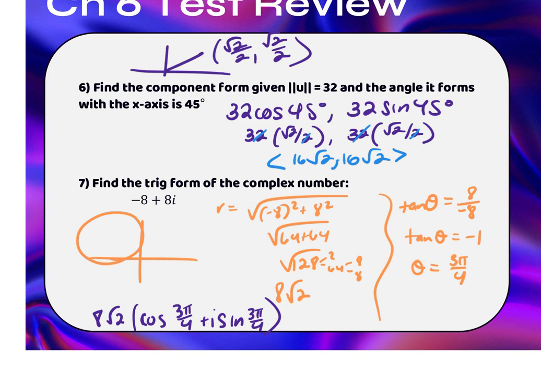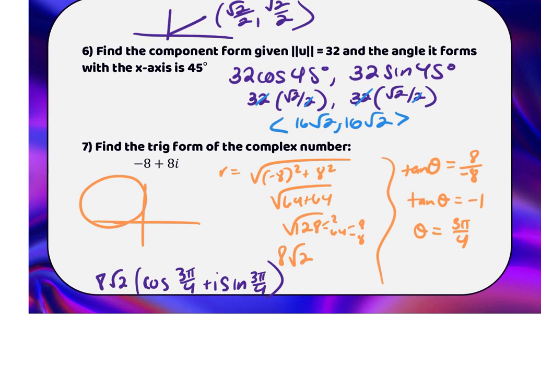And then number 7 is the trig form of the complex number. So there's two parts to it. The first is the radius. So the radius is equal to the square root of a squared plus b squared, or x squared plus y squared, however you want to call it. Square root of negative 8 squared plus 8 squared, square root of 64 plus 64, square root of 128. That breaks down into 8 root 2.